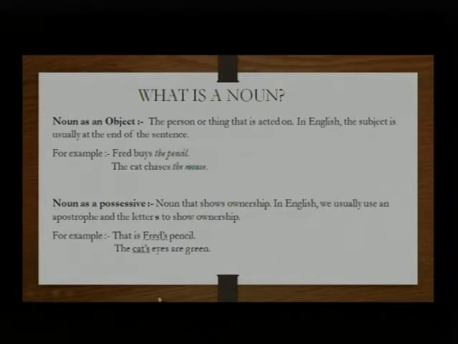And now we have noun as a possessive. Noun that shows ownership. In English, we usually use an apostrophe and the letter s to show ownership. For example, that is Fred's pencil. The cat's eyes are green.